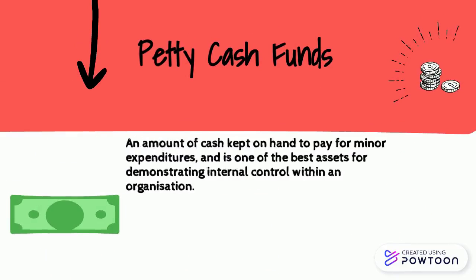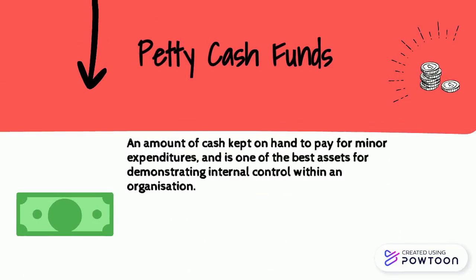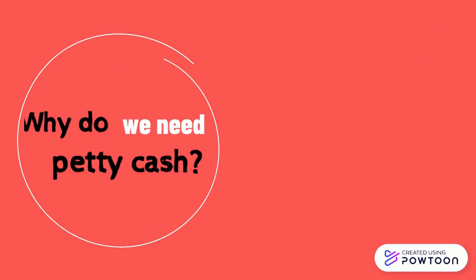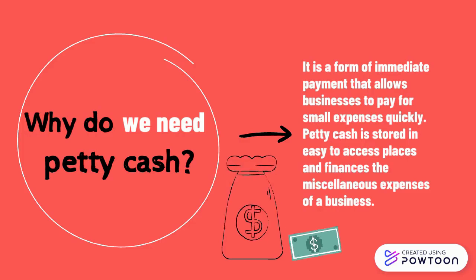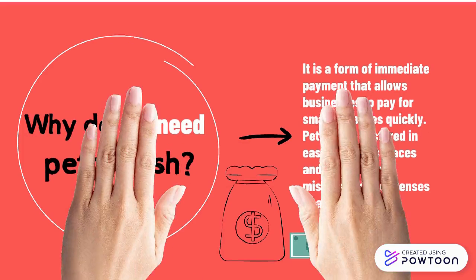Petty cash funds, as stated by the ACCT financial textbook, is an amount of cash kept on hand to pay for minor expenditures and is one of the best assets for demonstrating internal control within an organisation. Petty cash is a form of immediate payment that allows businesses to pay for small expenses quickly. Petty cash is stored in easy-to-access places and finances the miscellaneous expenses of a business.